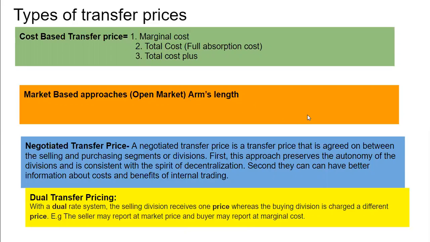Because in that case, none of the divisions is at a disadvantage. None of the divisions is affected, and they are both motivated to do internal trading. Because if they start doing external trading, the group is going to be affected. Then they'll be self-interested segments working for their personal objectives, and group objectives are not being achieved.